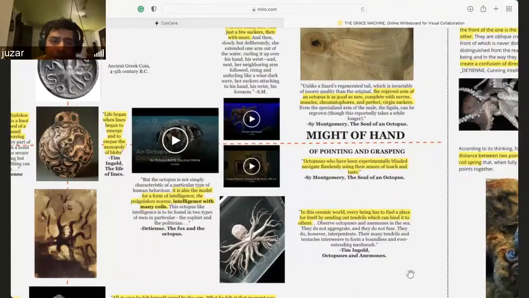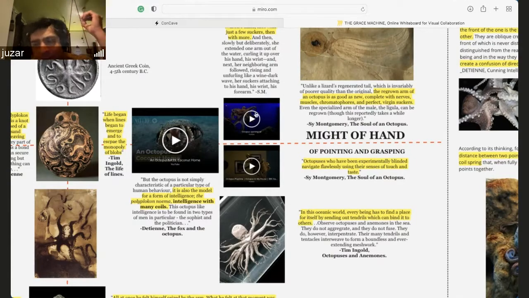But as Detienne points out, the octopus is not simply characteristic of a particular type of human behavior. It is also the model for a form of intelligence, the polyplokon noemia, intelligence with many coils. This octopus-like intelligence is to be found in two types of men in particular, the sophist and the politician.